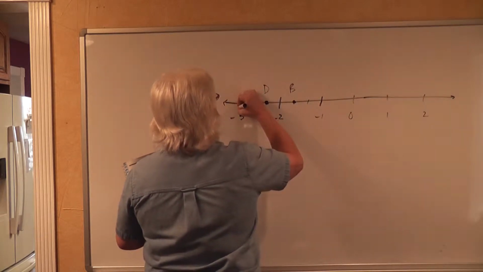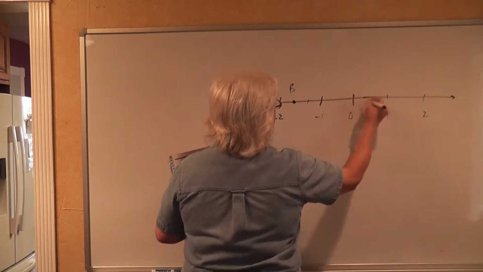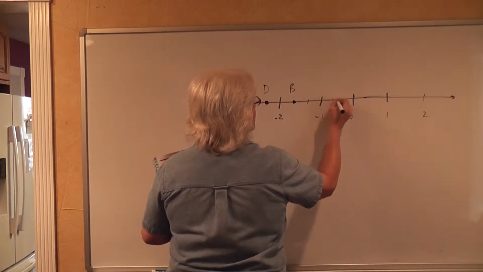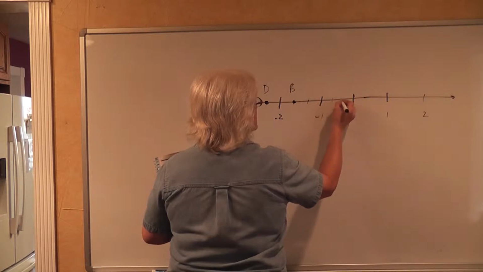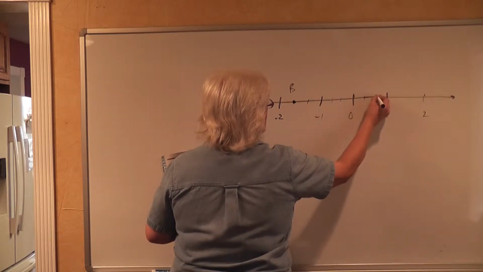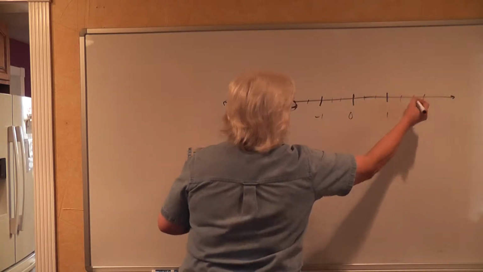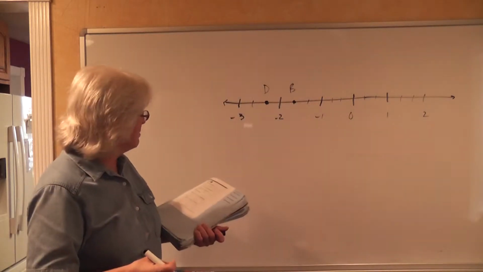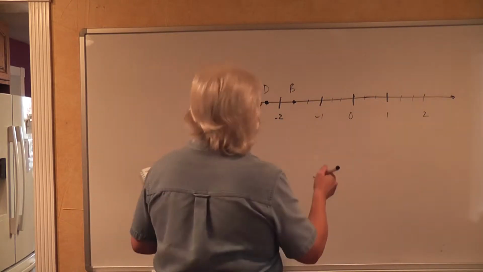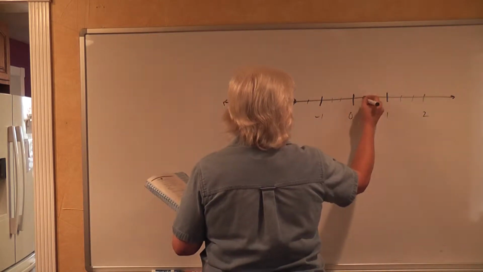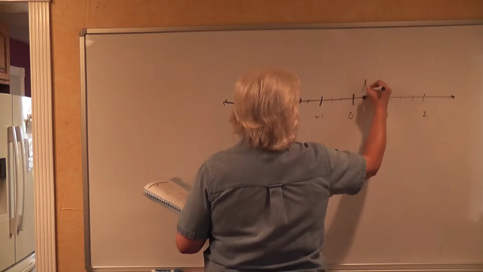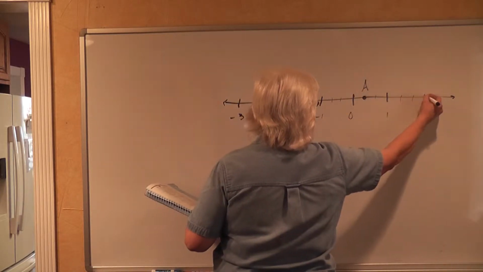What they've done that's taking me an extra second here to do is that they have divided each space in between here into thirds. And then I want to make sure that you're able to read and identify these rational numbers as they show up on a number line. So here we have A, and here we have C.